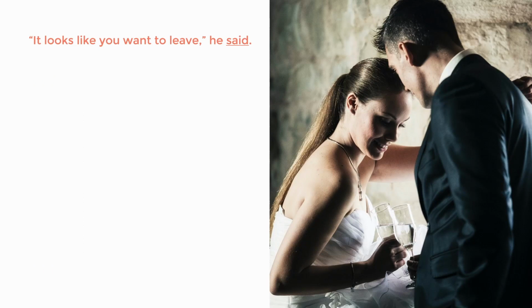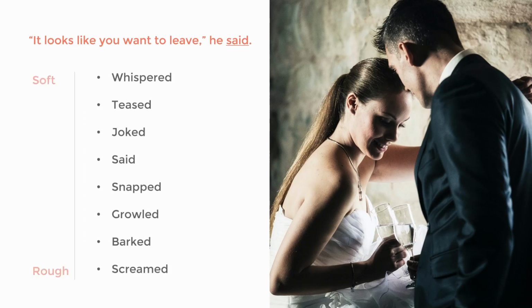Another sentence I can use. "It looks like you want to leave," he said. Now, he can say this in a bunch of different ways. I can't really tell his mood by "it sounds like you want to leave." So if he says it really soft, if he really likes this girl, he could be whispering it, he could be teasing, he could be joking. If he's really irritated, he could be snapping, he could be barking.